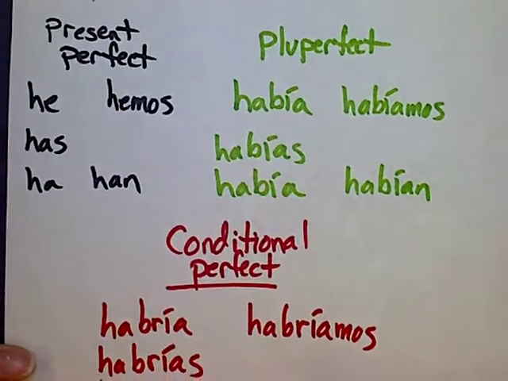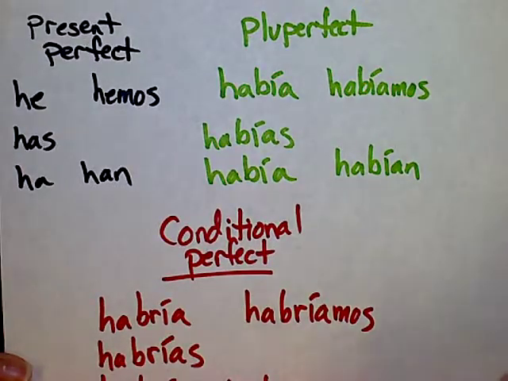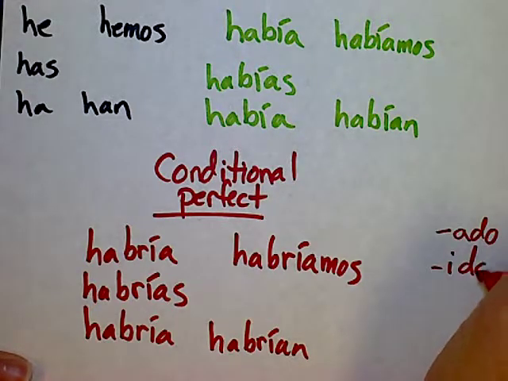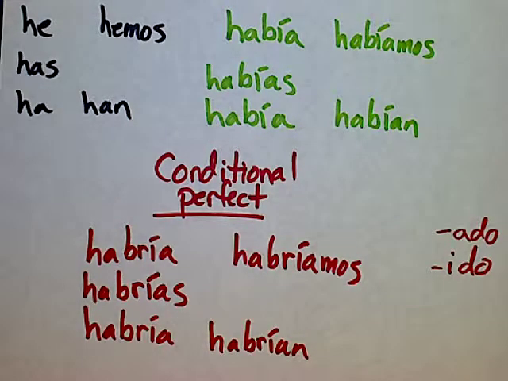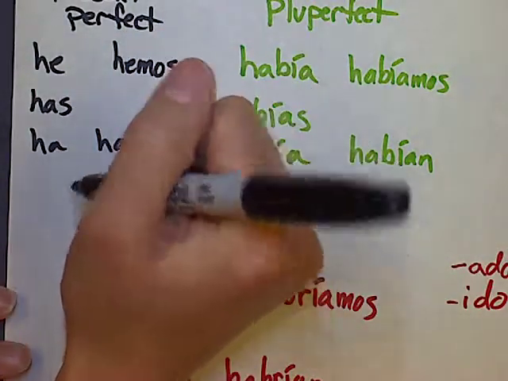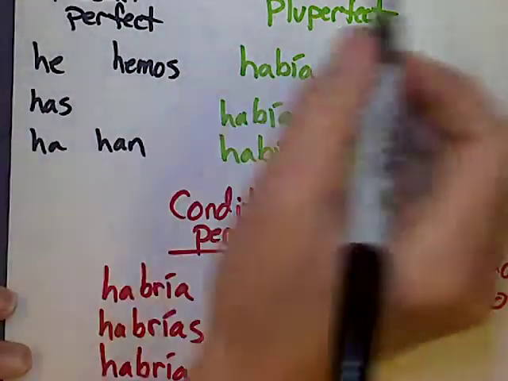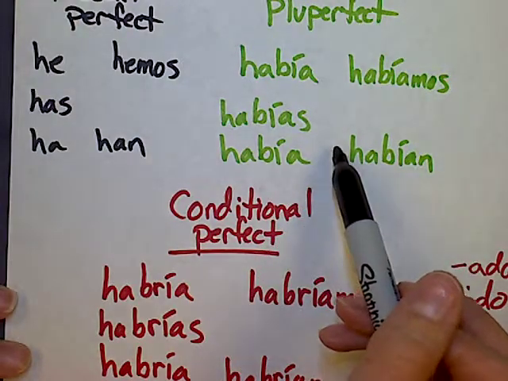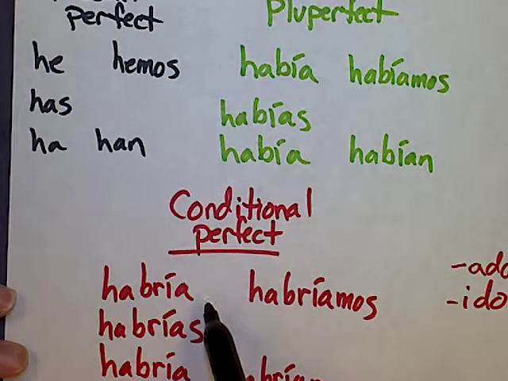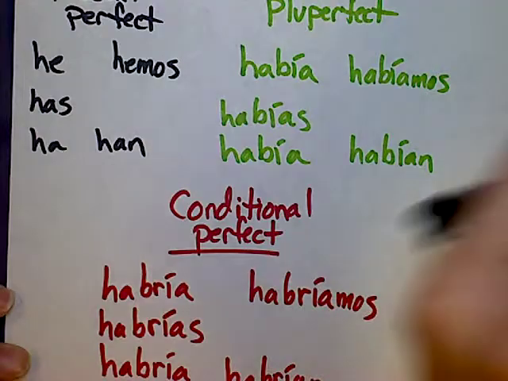Well, remember that this is a helping verb, so it has to be paired with a participle. And a participle is a verb in which we take off the ending and put ado or ido. And then, of course, don't forget about all those irregulars in our notes. Now, we use the present perfect to talk about something that we've done. We use the pluperfect to talk about something that has been completed in the past before a second action in the past. And finally, we use the conditional perfect to talk about something that would have happened, but something else stopped it from happening. Let's look at some examples of that.